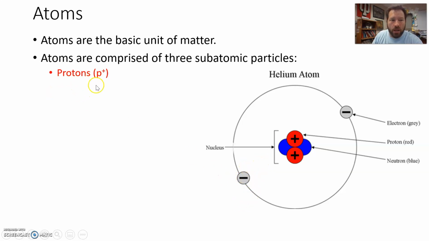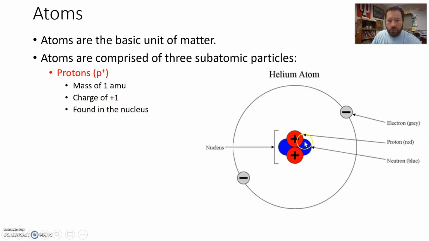First, we have a proton, which is symbolized with a lowercase p and a plus symbol right there. You'll see that a lot. Protons have a mass of 1 AMU. That's called the atomic mass unit. They have a charge of +1, and they're found in the nucleus. So here they are. These two red positively charged circles represent the protons in our picture.